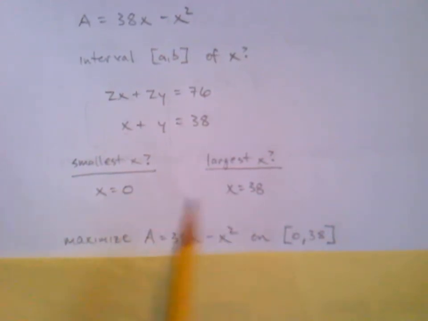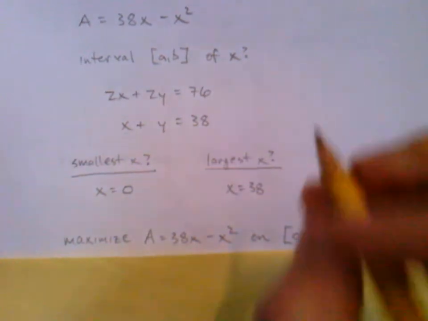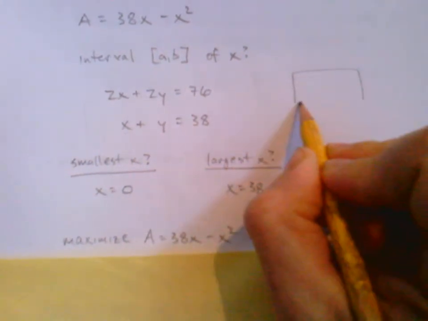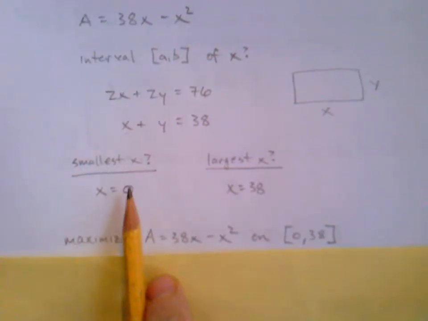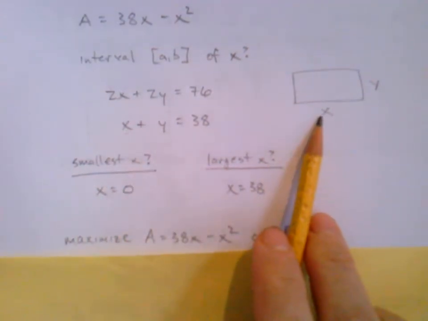The smallest and the largest. Can we just pause there for a second? Let's look back at that drawing, right? X, y. You're telling me that x could be 0?